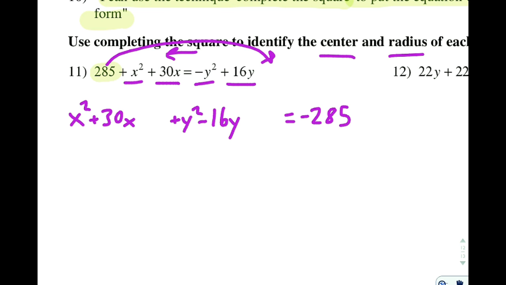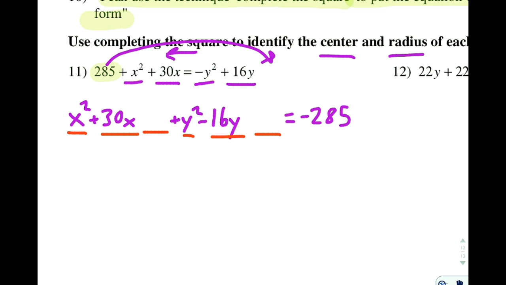You'll notice I did something interesting. When I wrote it out, I put the x squared and the x term next to each other, the y squared and the y term next to each other, and I left a gap next to the x's. I left a gap next to the y's. I left those intentionally because I'm going to be putting a number in those spots.